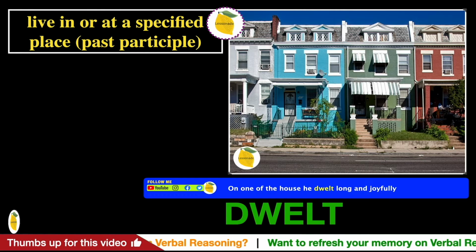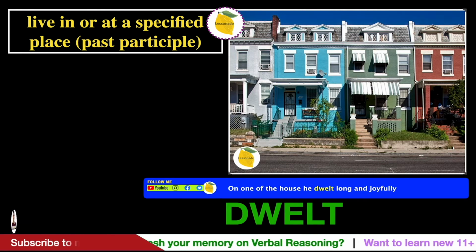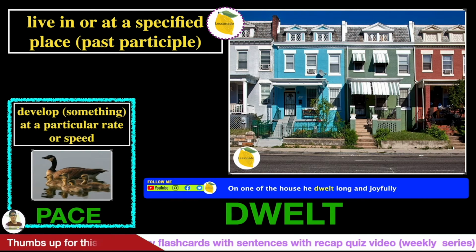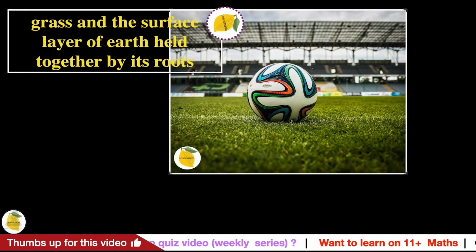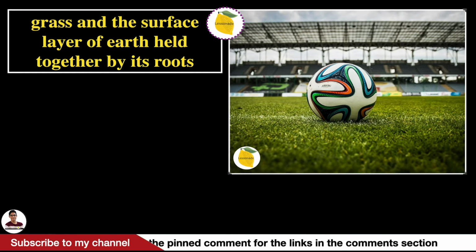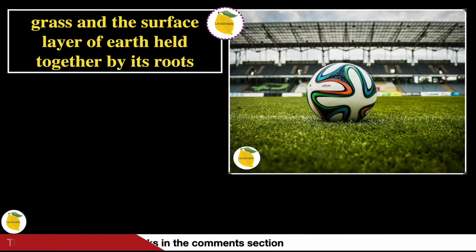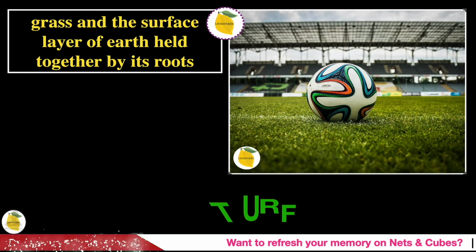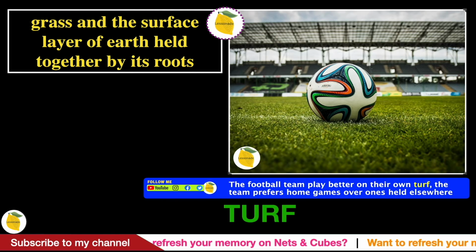So once again, before we go on to the next one, let's try to recall the previous slide. And the previous slide is pace. Let's go on to the next one. The next definition we have is a grass and the surface layer of earth held together by its roots. In this picture, we can see a football pitch, and on top of it, we can see the grass and the surface layer of earth held together by its roots, and therefore the word will be turf. And the sentence for this word is, the football team play better on their own turf.